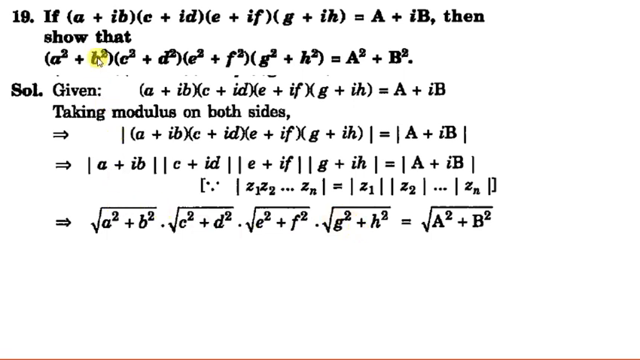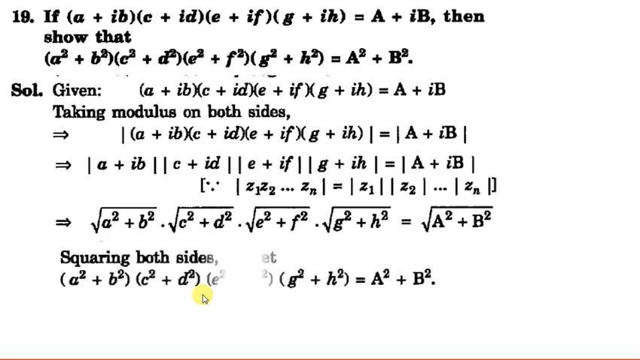Now to get this equation, we can do the square of both the sides. So squaring both sides, we get (a square plus b square) and (c square plus d square) (e square plus f square) (g square plus h square) equal to a square plus b square, और यही हमें प्रूव करना था इस इक्वेशन में.